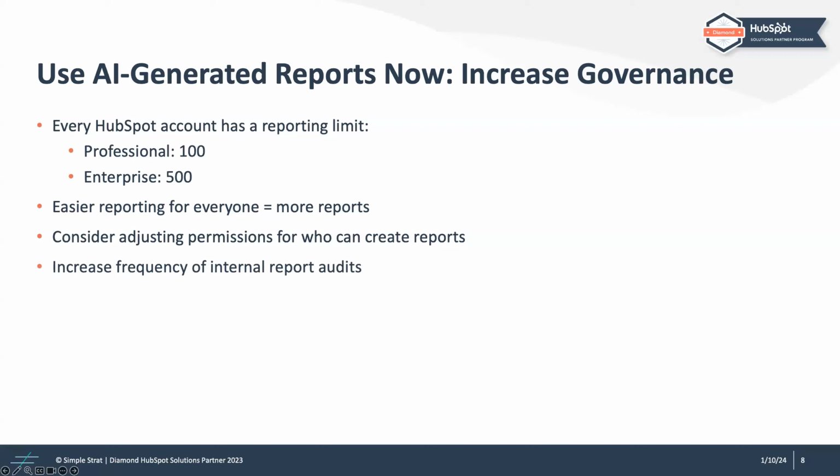So if you're not doing any internal report audits, start. And if you're doing them maybe annually now, maybe you want to do them once a quarter to make sure that all of the reports that you have in your HubSpot portal are reports that you actually need. There's not duplicate reports and things like that. With great power comes great responsibility in HubSpot. So we do recommend increasing that governance because of this tool. But the good side is you do get much easier report creation with this AI tool.